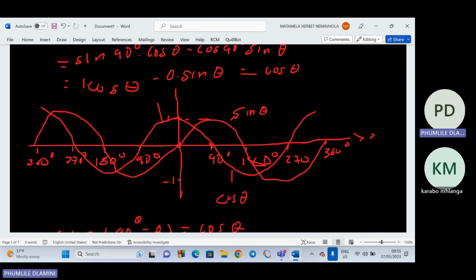Then you go to 90. If you say sine 90 using your calculator, it's going to be 1. On the 1, you put a dot. Then sine 180 gives you 0. You put a dot. Sine 270 gives you -1. You put a dot. Then sine 360 gives you 0. You put a dot. Then you join those dots this way. Now you understand? It's just that the moment you start to know them, you won't have a problem.